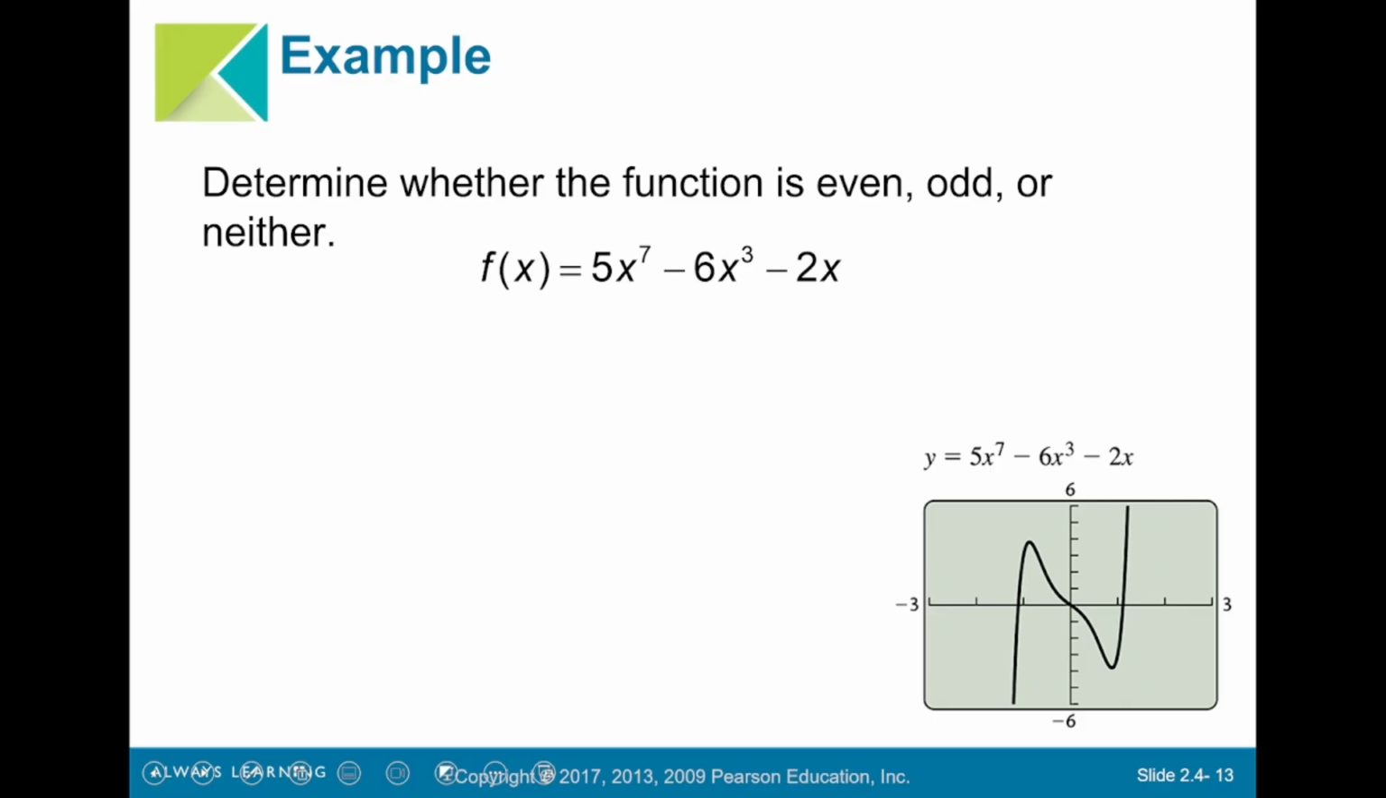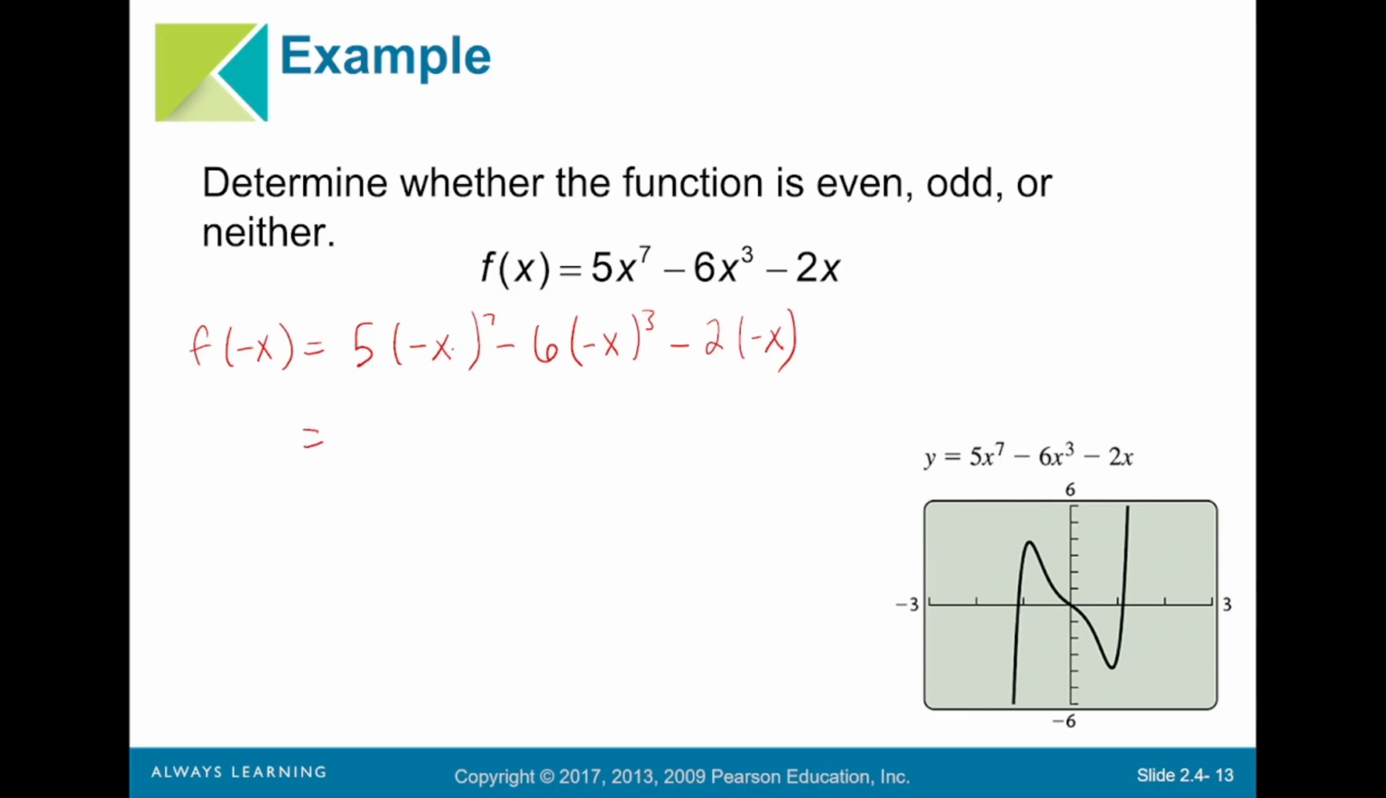Here's our example. So let's check if something's even, odd, or neither. So starting off, we always want to find f of negative x. F of negative x is 5 times negative x to the 7 minus 6 times negative x to the 3rd. And that 7 should have been outside the parentheses. There we go. Minus 2 times negative x.